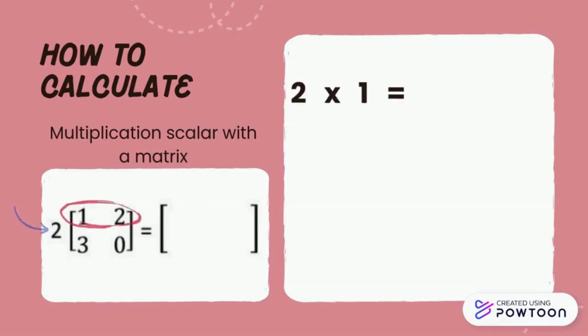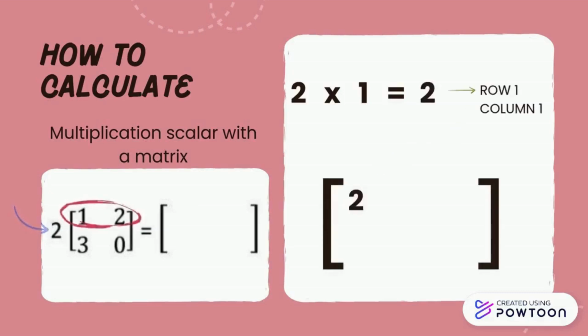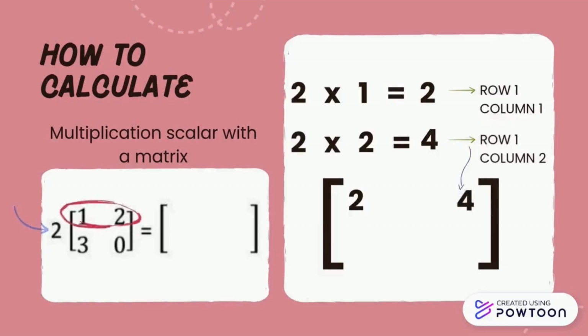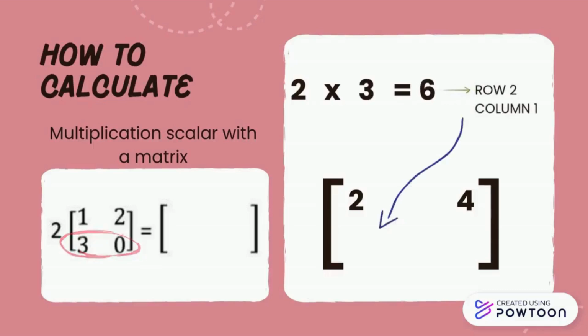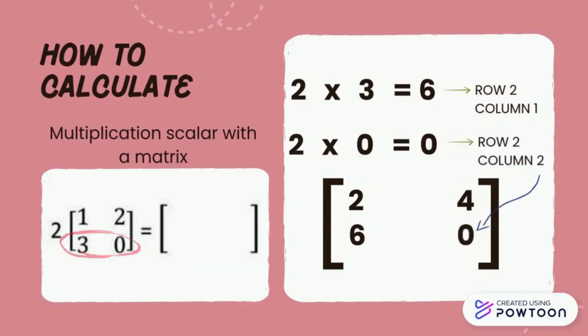2 is multiplied by the value 1, and the answer we get is 2. Then write it in the first row of the first column. Next, 2 will be multiplied by 2 and the answer we get is 4. Then write it in the first row of the second column. After that, we look at the value in the second row, which is 2 multiplied by 3, and the answer we get is 6, and write it in the second row of the first column. Finally, 2 will be multiplied by 0 and for sure the answer we get is 0, and write it in the second row of the second column.